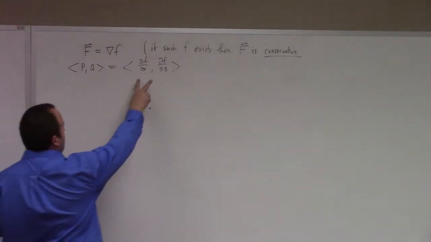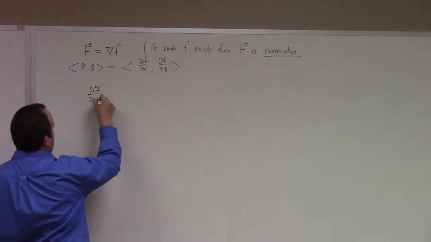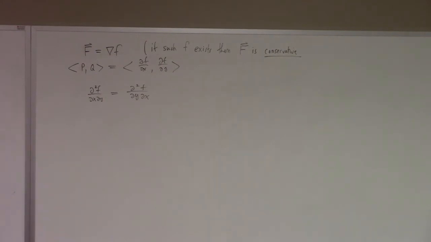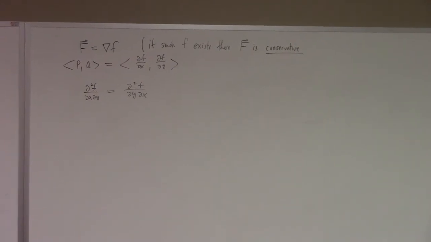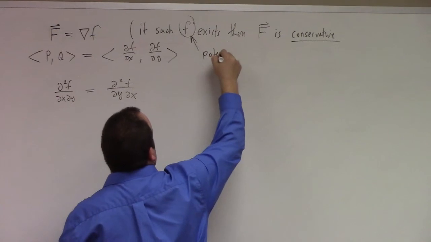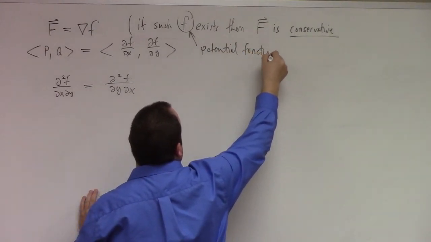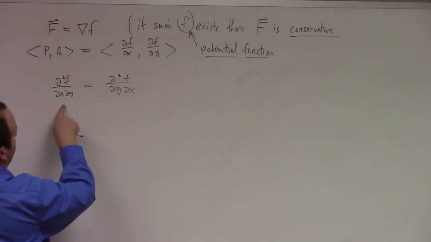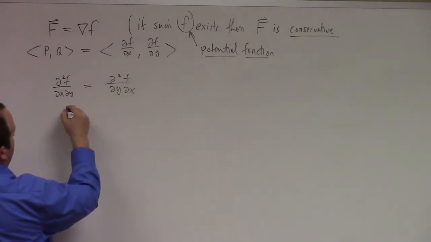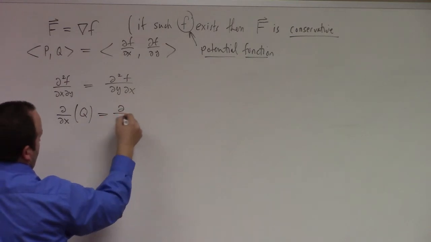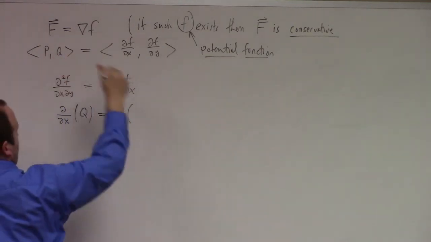Well, remember, if these are nice, we have this condition: partial squared f partial x partial y is equal to partial squared f partial y partial x. That's a necessary condition. The partial derivatives have to commute. So if both P and Q are built from differentiating one single potential function f, the little f is called a potential function. What does that say about P and Q? Partial x of Q is equal to partial y of P.